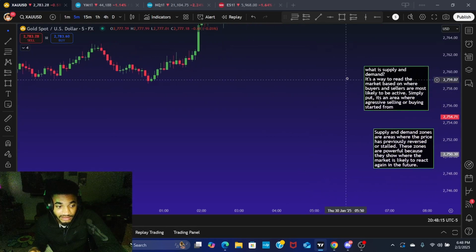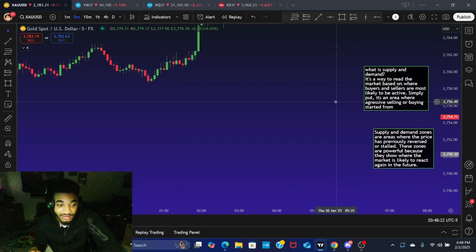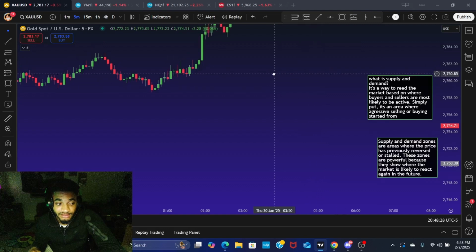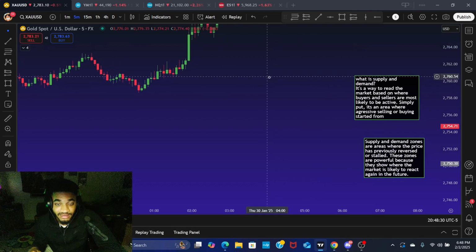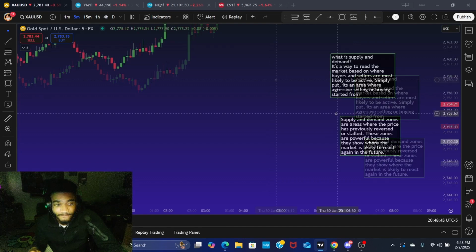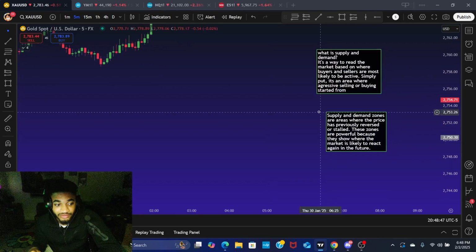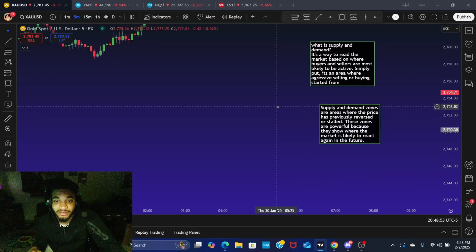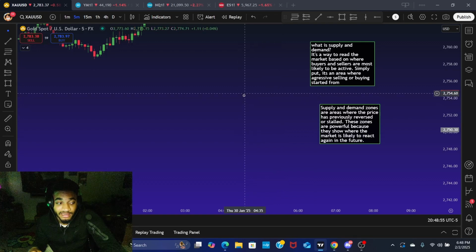So, what is supply and demand? It's a way to read the market based on where buyers and sellers are most likely to be active. In simple terms, it's basically aggressive selling and aggressive buying in the market. So how do you draw supply and demand zones? They are the area where the aggressive selling or buying came from.